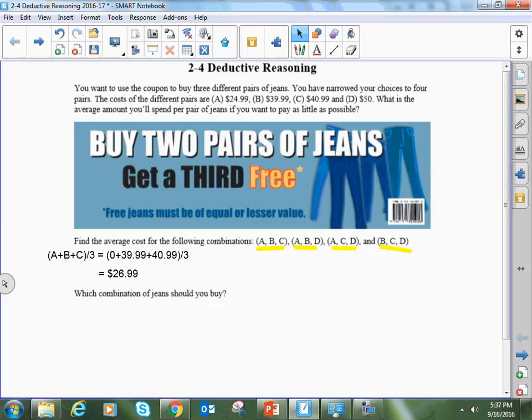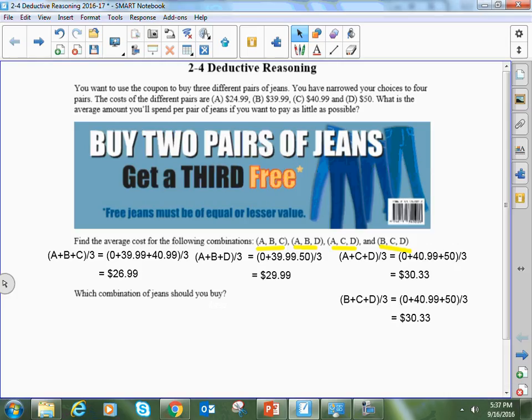Well, let's look at ABD. ABD gives us a slightly higher average of just under $30. Looking at ACD, that gives us an average just even a little bit more of $30.33. And finally, BCD gives us an average of $30.33 again.